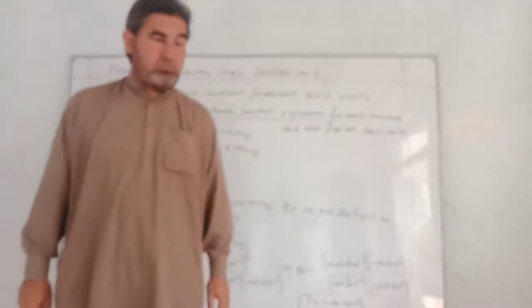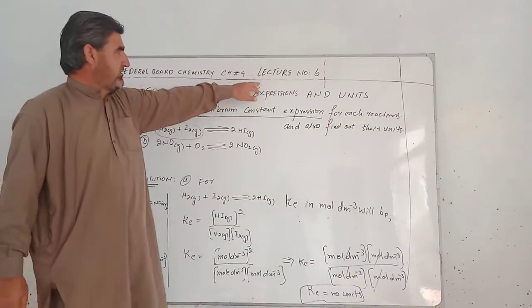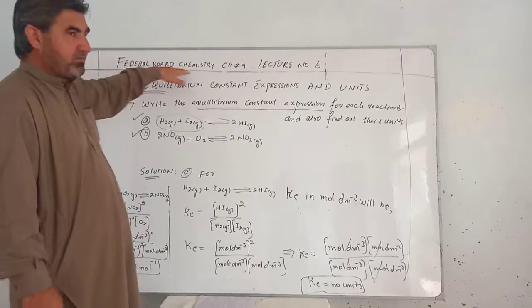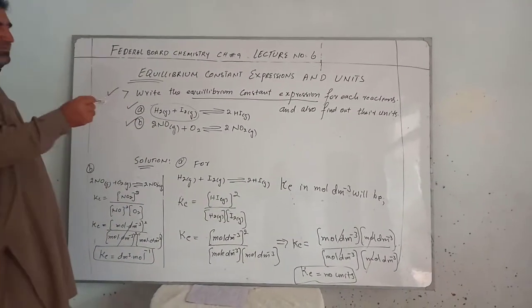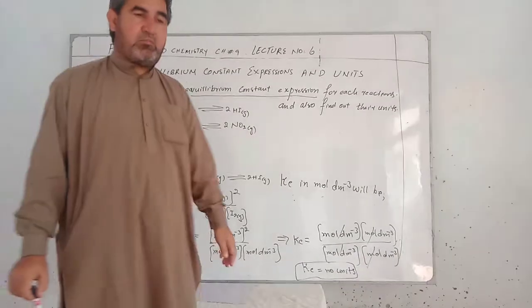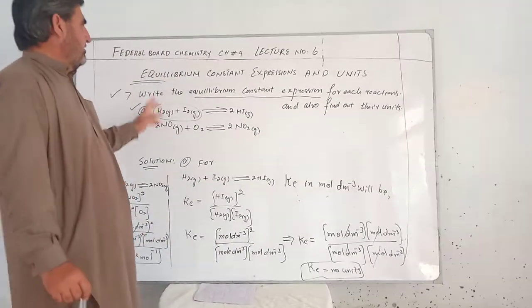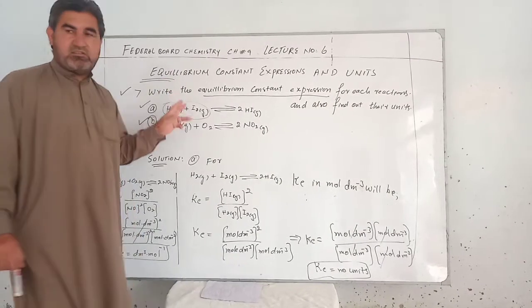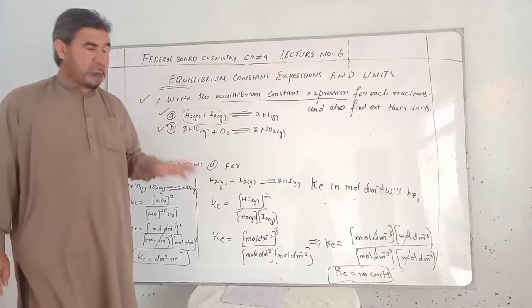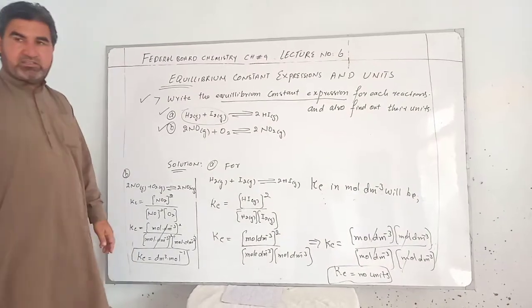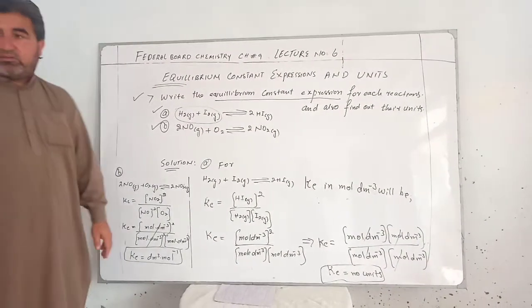Welcome back to the new lecture number 6, Federal Board Chemistry, chapter number 9, class 10. Yesterday we discussed equilibrium constants and their definition, with explanation and some examples.